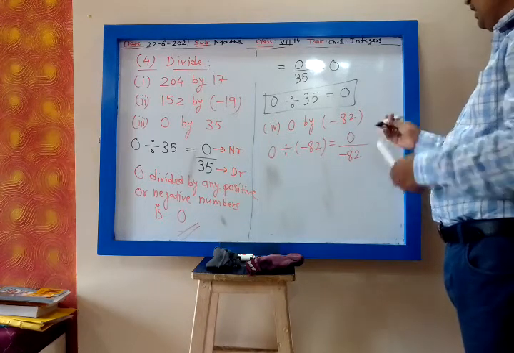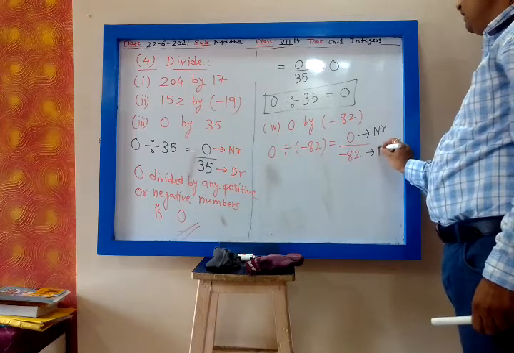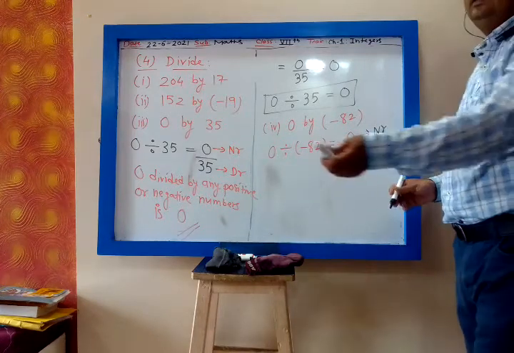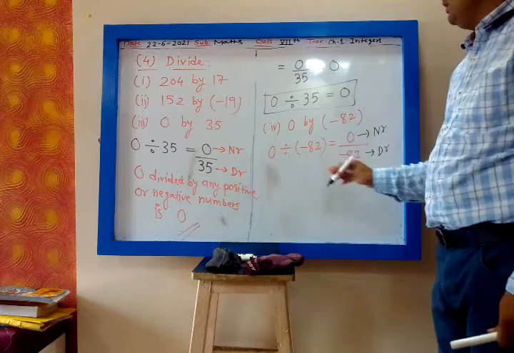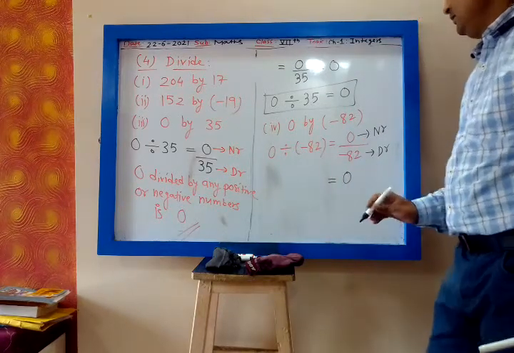So again, the numerator is 0 and now the denominator is negative. Whether the denominator is negative or positive does not matter. But if the numerator is 0, the answer becomes 0.